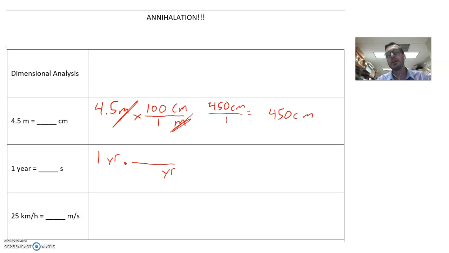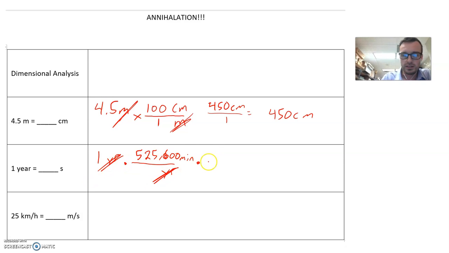Now, if you are a musical fan, you will know how many minutes are in a year. There are 525,600 minutes, and that's from the musical Rent, if you know that one. All right, and so I just went from minutes to years. There's 525,600 minutes in a year. And then that annihilates the years.